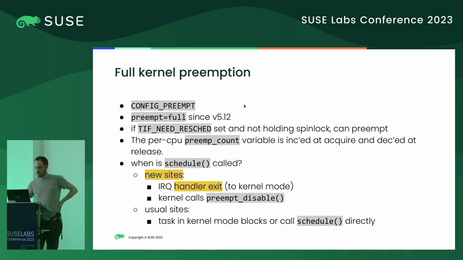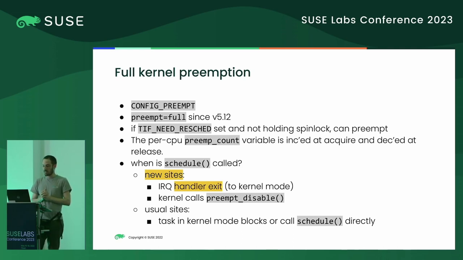So how does this work? There is this flag, TIF, thread information flag, need resched. When it is set, this flag is a property of a task, and it means you need to get out. And when it is set, and this task is in kernel mode not holding a spin lock, that can be preempted.